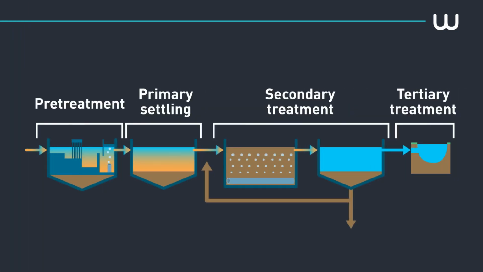What you need to remember: first, the 4 main stages of treatment are pre-treatment, primary settling, secondary or biological treatment, and tertiary treatment. And second, tertiary treatment is optional.